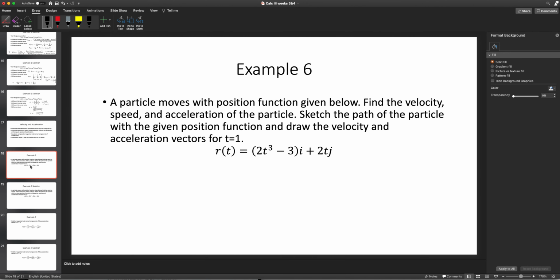Let's look at an example. So we have a particle that moves with a given position function. Find the velocity, speed, and acceleration of the particle. Sketch the path of the particle with the given position function and draw velocity and acceleration vectors for t equal to 1.